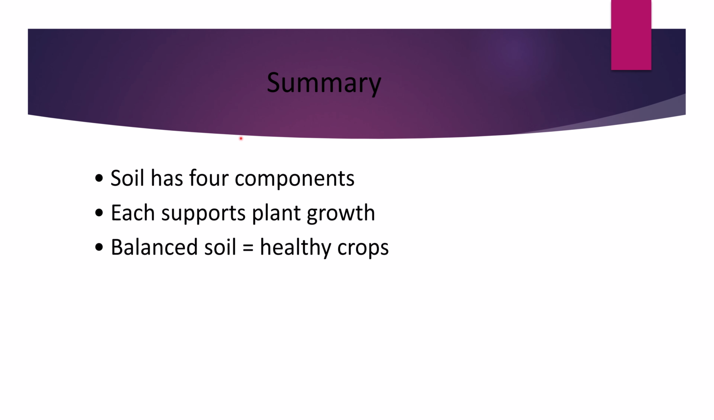To wrap everything up for today's topic, let's review the key points from today's lesson. Four main components. Remember that soil is a complex mixture of minerals, sand, silt and clay, organic matter, humus, water and air. Supports plant growth. Each of these components plays a vital role, from providing physical support and nutrients to ensuring the plant can breathe and stay hydrated. Balanced soil equals healthy crops.